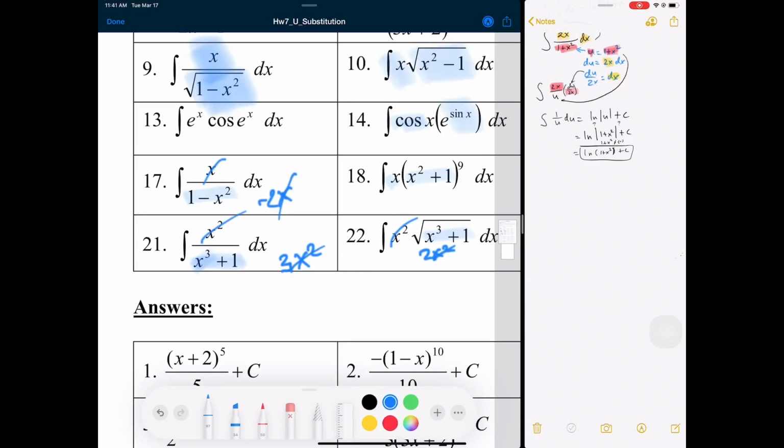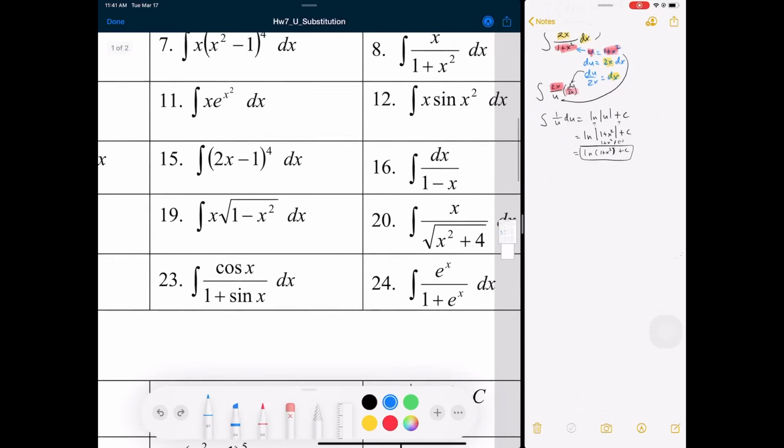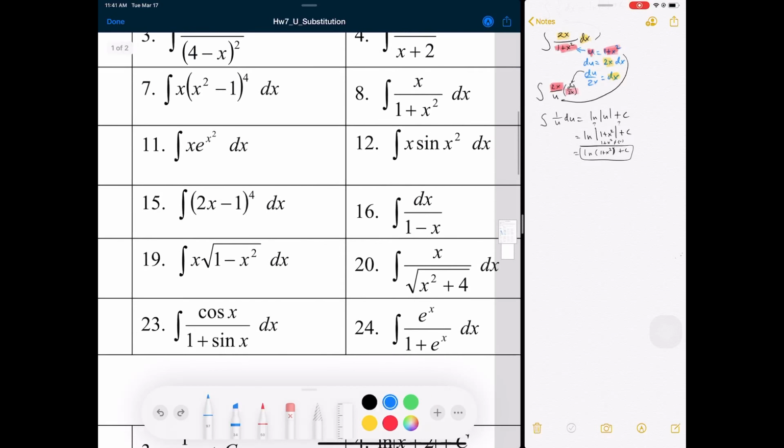What's the derivative of e to the x? e to the x. And that e to the x divides out with this e to the x. So all these U-substitution problems turn out to be kind of easy because you can see what would divide out. We can do it for the rest of these problems.